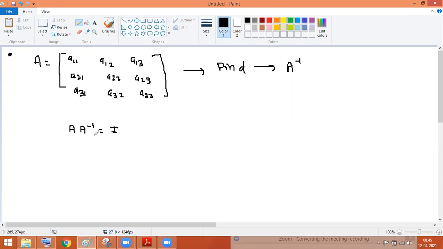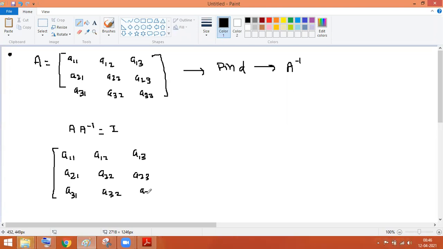Or you can say that B is the inverse of A, then you can write AB equal to I, or you can write A into A inverse equal to I. So what do we have for A here? A is A11, A12, A13, A21, A22, A23, A31, A32, and A33. This into A inverse is equal to the identity matrix, that is 1, 0, 0, 0, 1, 0, 0, 0, 1.